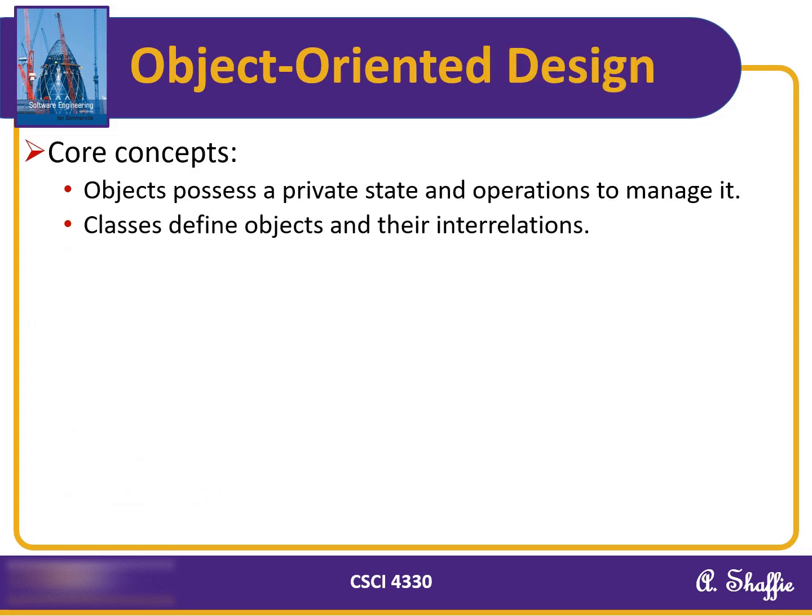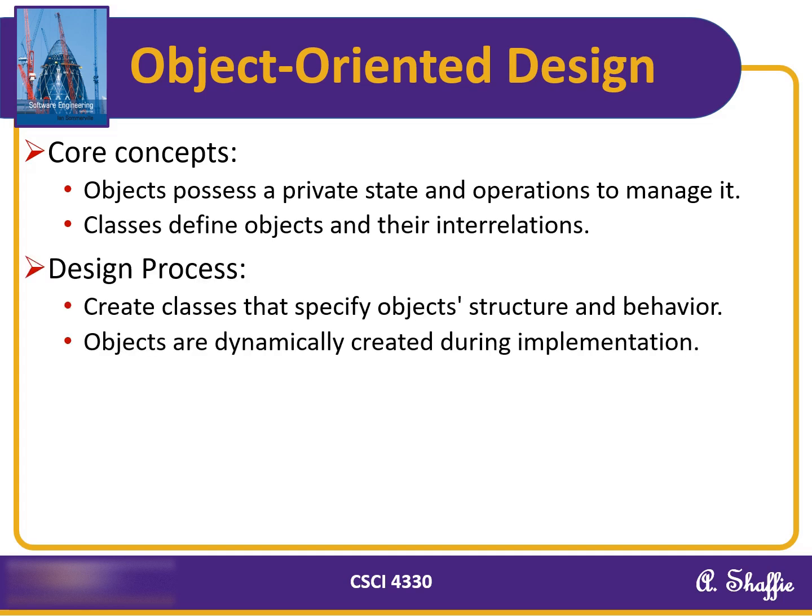Let's now cover the object-oriented design topic. An object-oriented system consists of interacting objects, each with its own private state and operations to manage that state. These objects are defined by classes, which specify their structures and interactions. During the design process, we create these classes, defining their structure and behavior. When implemented, objects are dynamically created from these class definitions.